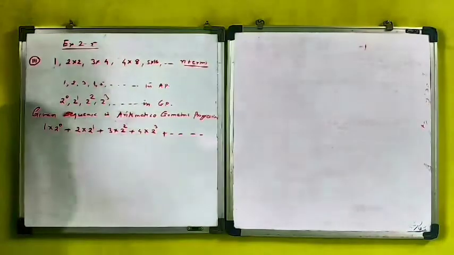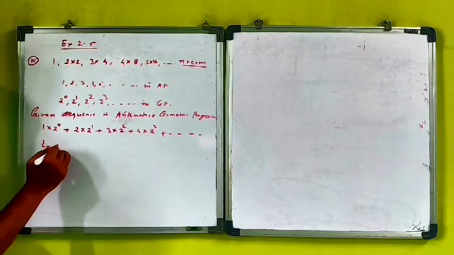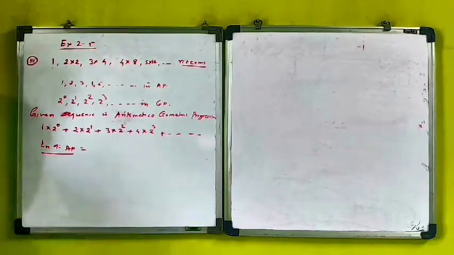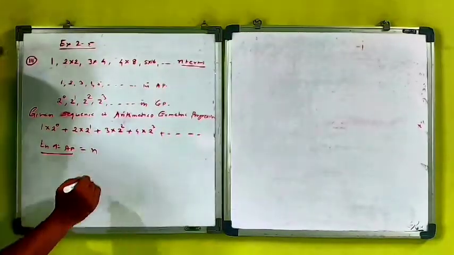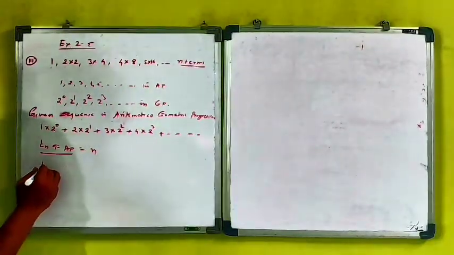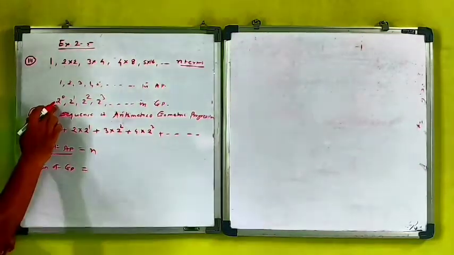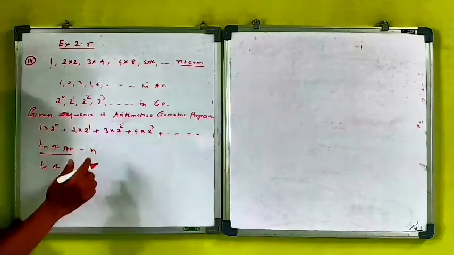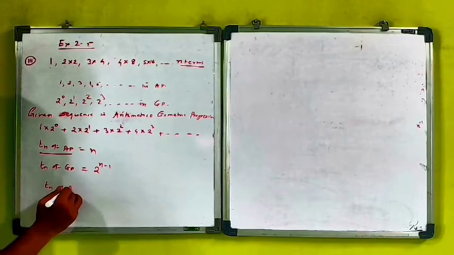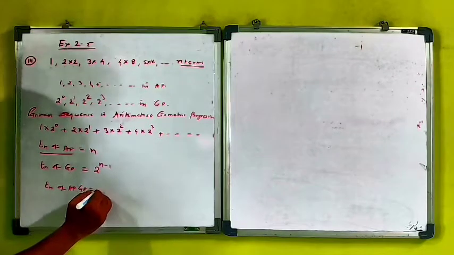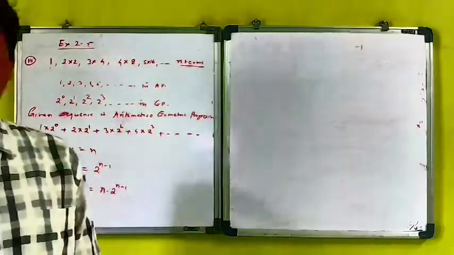So what is the Tn for this? We find Tn of the AP. Tn of the AP here is very simple. It is n only, because it's 1, 2, 3, simply n. And Tn of the GP is, 2 raised to 0 is the first term, so the nth term will be 2 raised to n minus 1. So Tn of the APGP will be n into 2 raised to n minus 1.